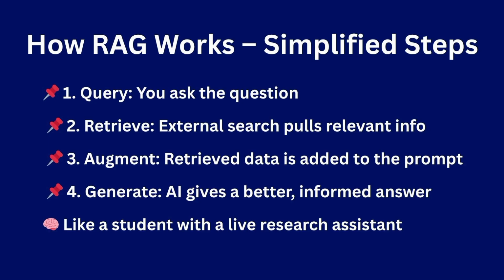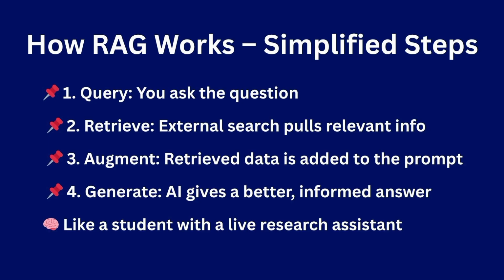Next thing is it will retrieve. It will go and search through external databases, whether APIs, or databases of different places, then pulls relevant info from these places. Then to augment, it will retrieve that data and add it to the prompt. Your retrieved data is added to the prompt. Then you now give it to generate a better informed answer.